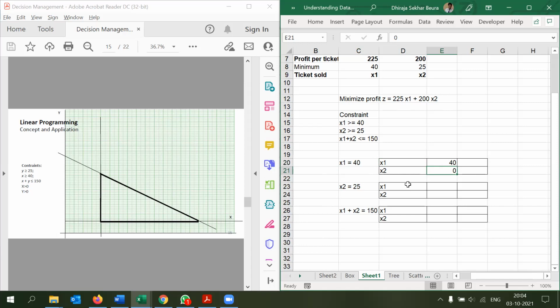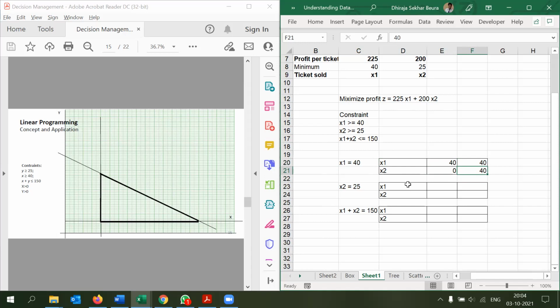No, right? So whether you take 0 for x2, it will be 40. Whether you take 40 for x2, that will also be 40. Whether you take 100 for x2, that will also be 40. Make sense? But why do we need another value? Another value is needed to plot a particular equation in the graph. Are you getting my point?